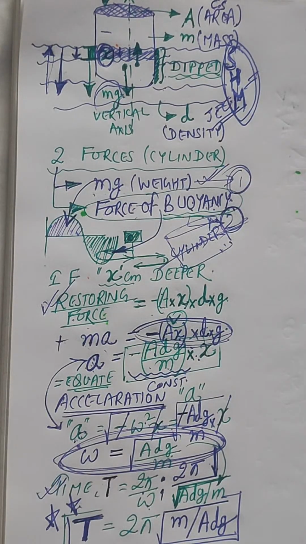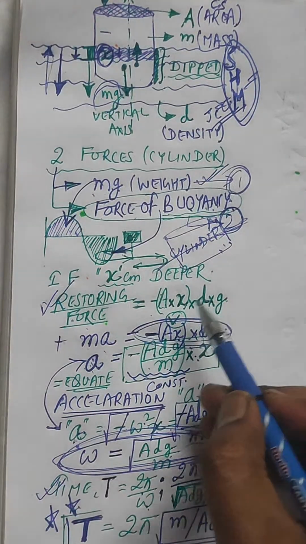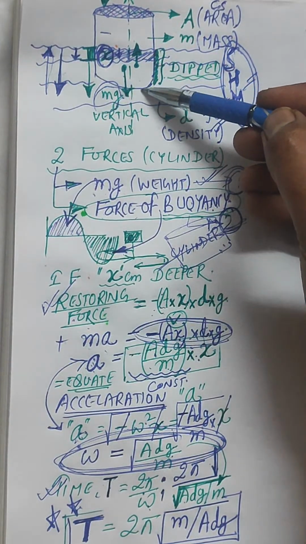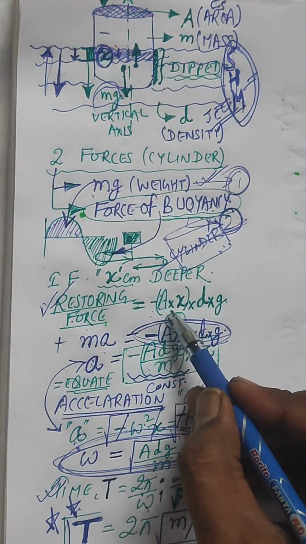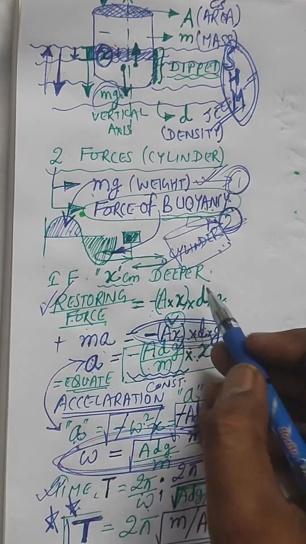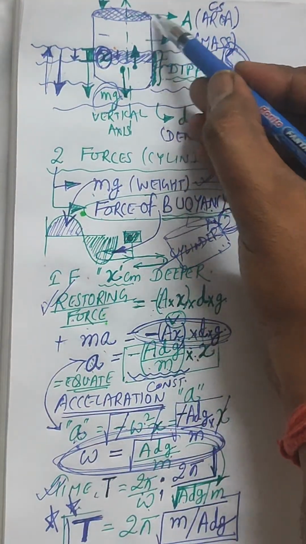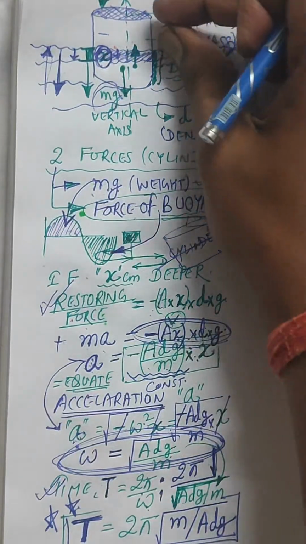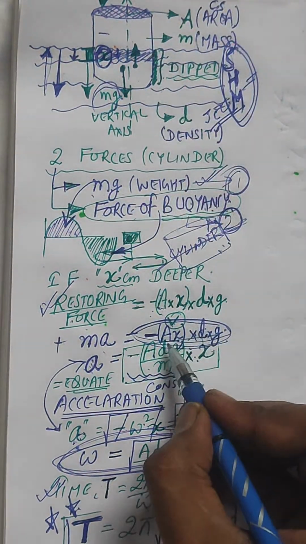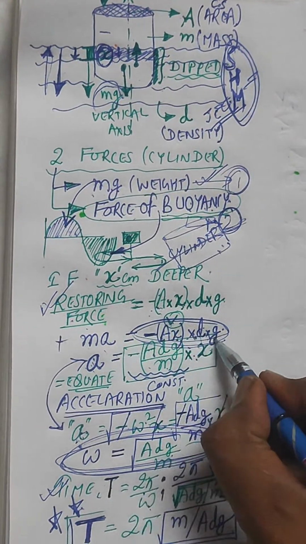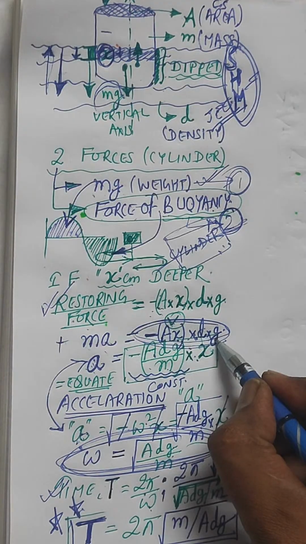A d g, they kind of forgot the concept. The force applied by the mass which is dipped inside water is equal to V d g. V is area into displacement. If this is the area of cross section A and x, A into x will give you the volume of the displaced liquid. So this is volume into density of the water into g. g is the acceleration due to gravity. Right, got it?